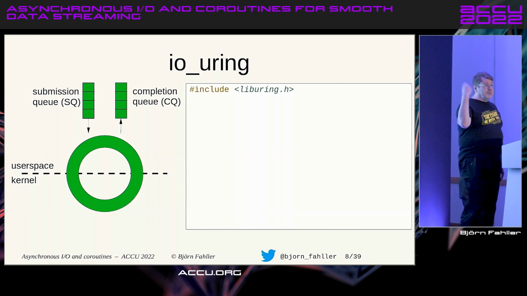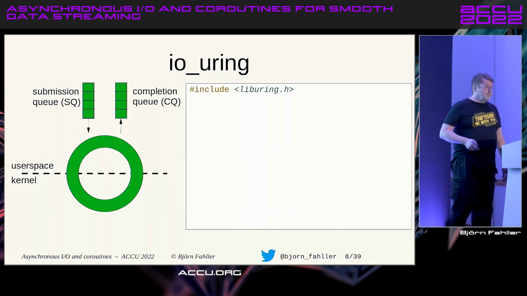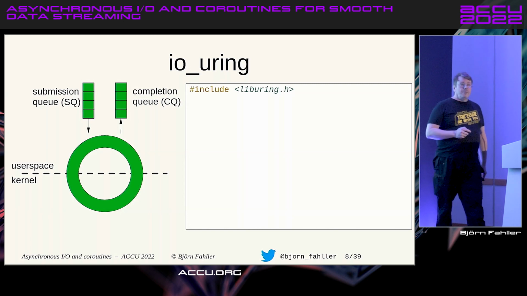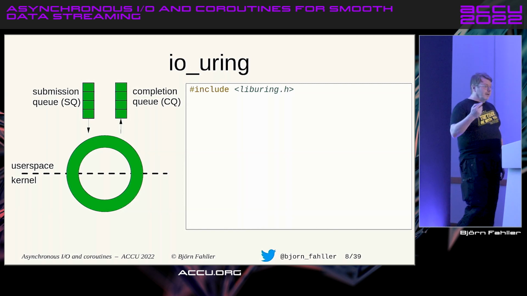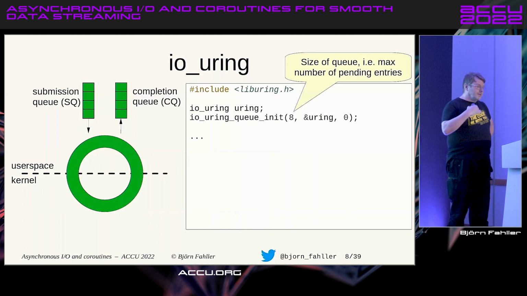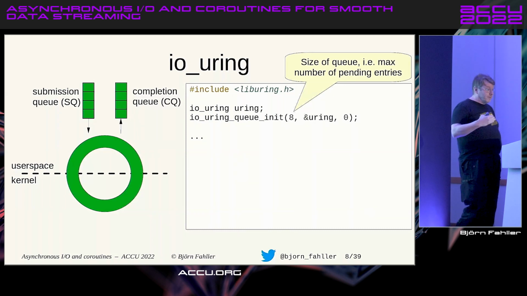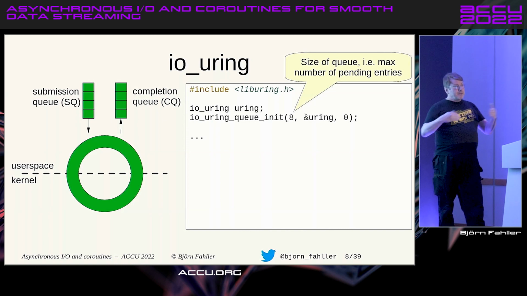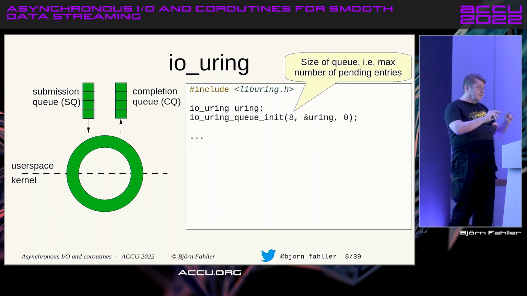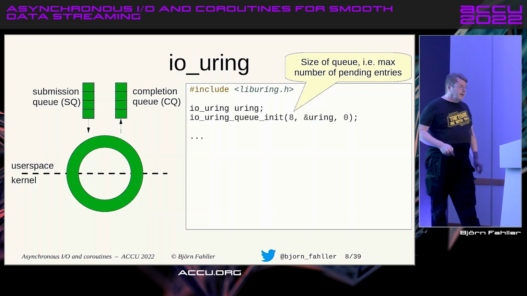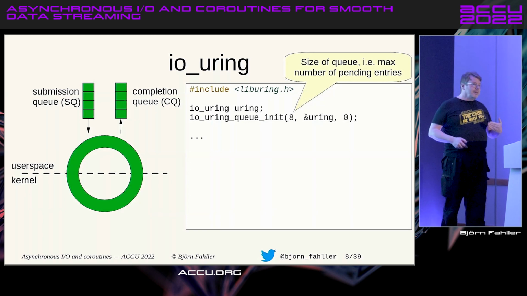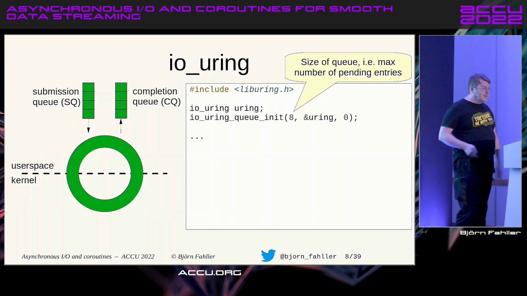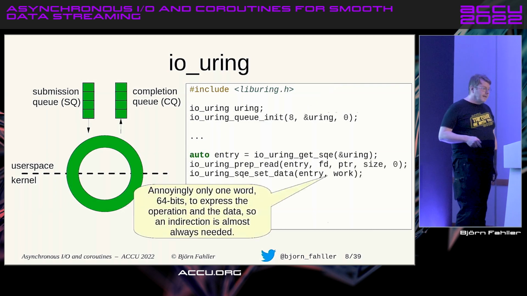By the way, feel free to interrupt with questions at any moment. So the high-level API you get by including liburing. So this is a C API, of course. So you instantiate and initialize a U-ring. The size is the maximum number of pending requests that you can have. So it's the size of the submission and completion queue. And this must be known at init time. You cannot grow it at any time.